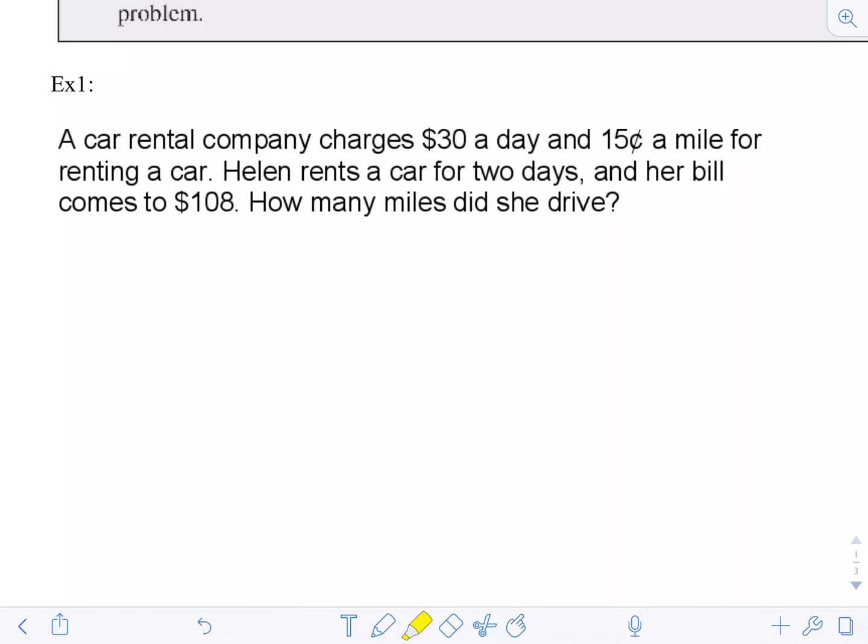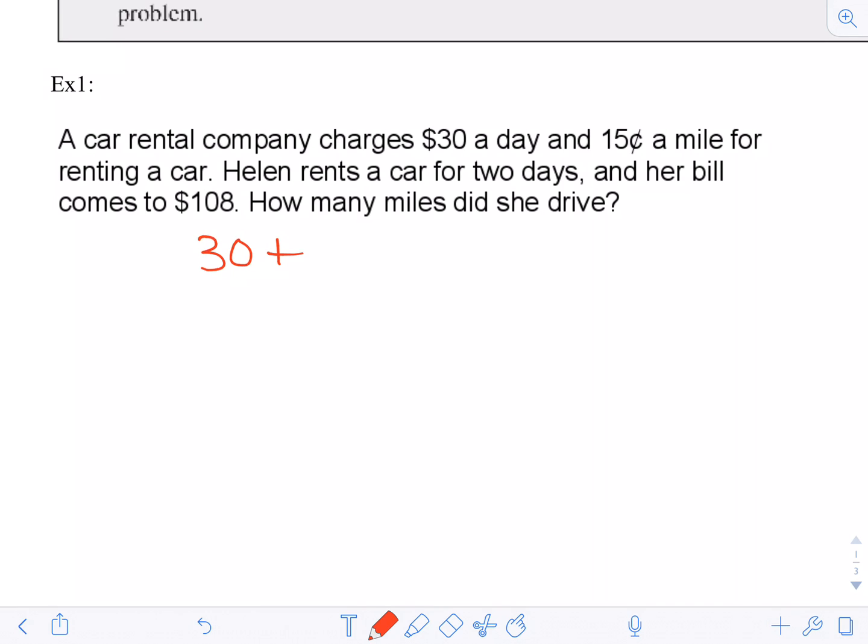Number one, a rental car company charges 30 bucks a day and 15 cents a mile. Well, you need to think about which things are set prices and which build off how much you're using the car. The $30 a day is what you are charged regardless of how much you use it or don't use it. 15 cents a mile is how much you're charged per mile of driving. So the more you drive it, the more you're going to pay. The less you drive it, the less you're going to pay.